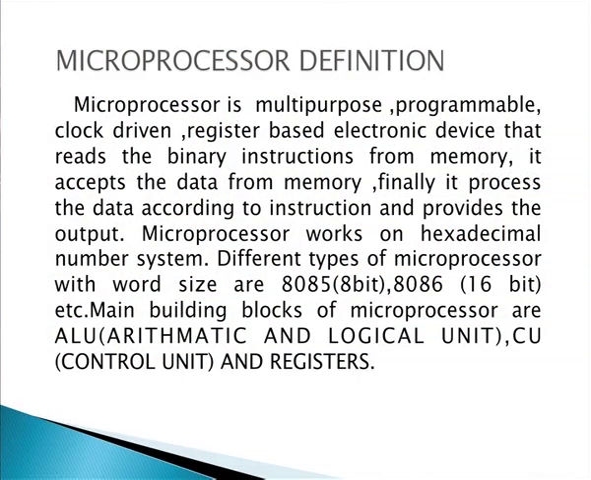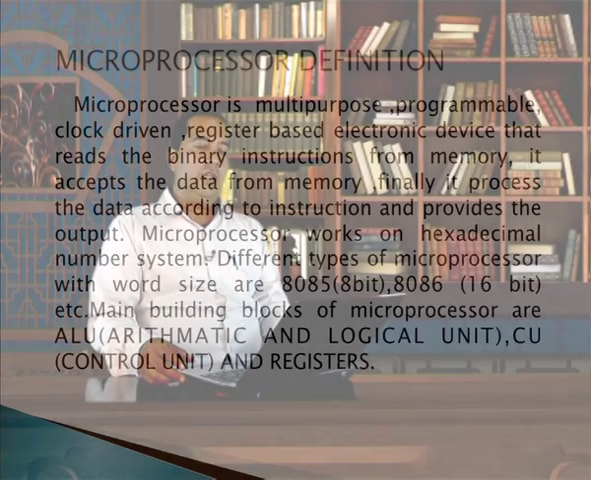Now, you all might be familiar with these operations. Addition and subtraction are the basic arithmetic operations, while ANDing, ORing, XORing, complement, rotation are the logical operations. Now, we come to control unit. As the name suggests, it is responsible for controlling the overall operations performed by the microprocessor.